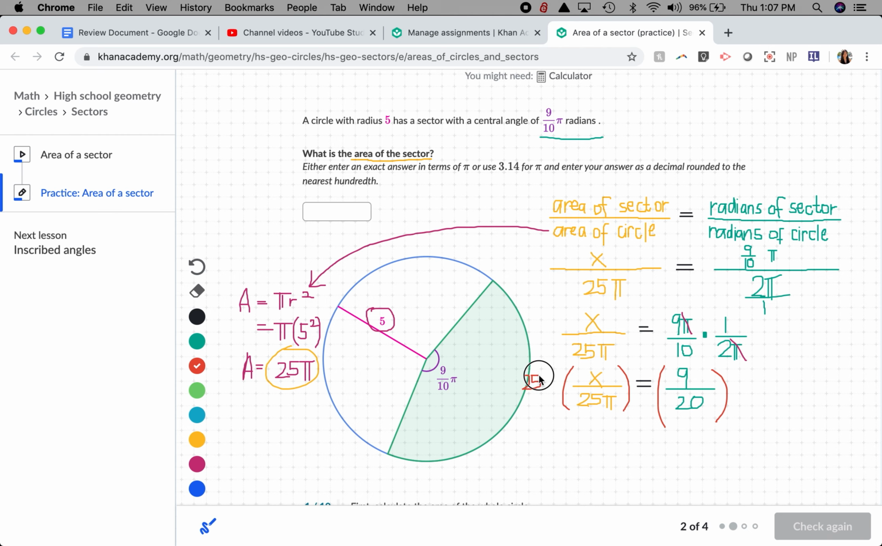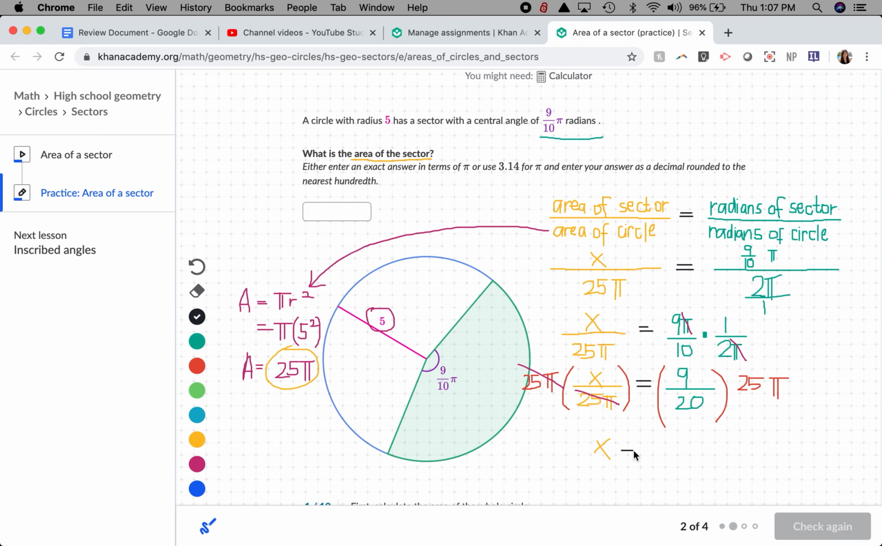25 pi. Keeping it even on the other side, 25 pi. Now what this allows me to do is cancel 25 pi with 25 pi, because it's just going to divide into 1. And on the left side of my equal sign, now I just have 1x, which is what we wanted. We wanted x to be by itself.